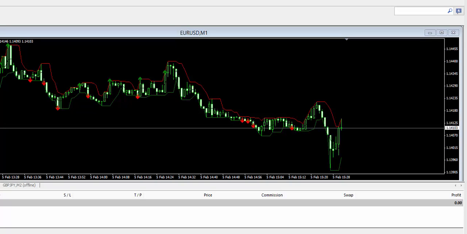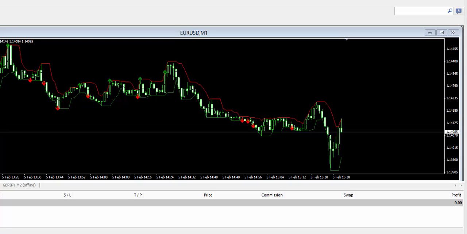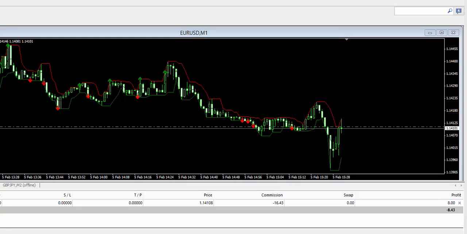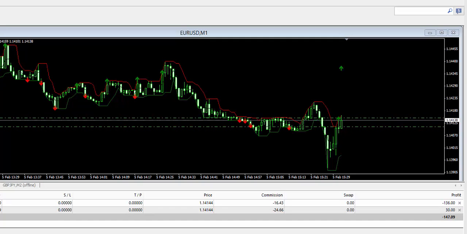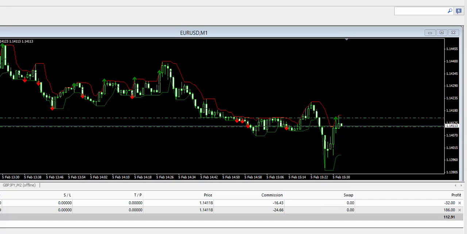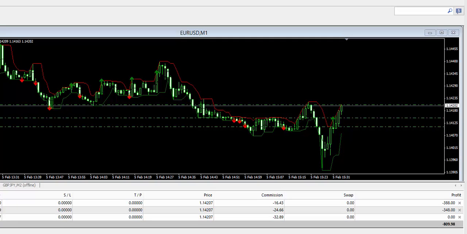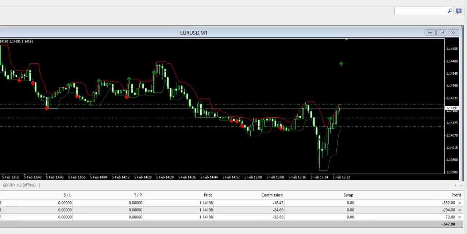So what is a pip? A pip is a very small measure of change in a currency pair in the Forex market. It can be measured in terms of the quote or in terms of the underlying currency. A pip is a standardized unit and is the smallest amount by which a currency quote can change. The unit of measurement to express the change in value between two currencies is called a pip.